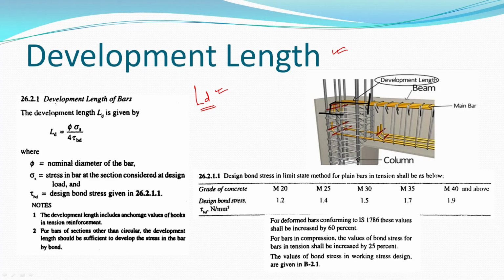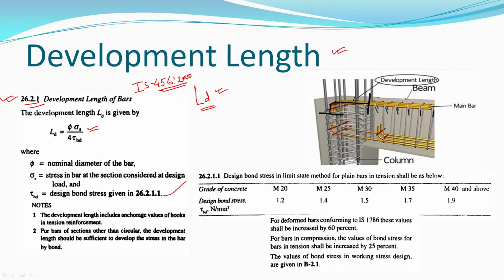Okay, this is actually as per clause number 26.2.1 in IS 456 2000. Here the development length LD is given, the formula is phi into sigma s by 4 into tau Bd. Okay, so let's see what each term is. Look, phi is the nominal diameter of the bar, sigma s is the stress in bar at the section considered at design load, and tau Bd is the bond stress which is given in 26.2.1.1.